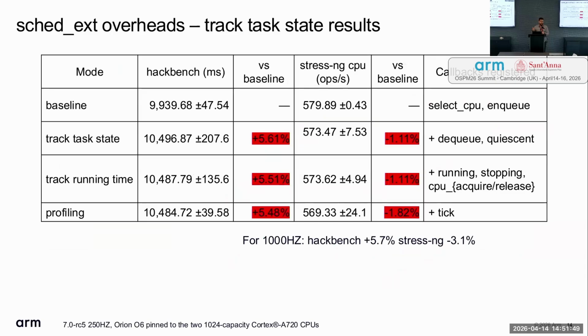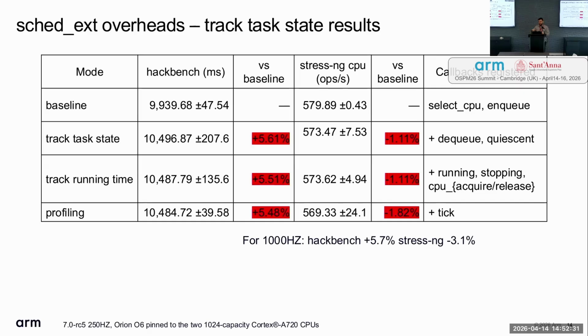So again, I have 3 different task states I tracked. The baseline here is ShedX actually, and I used 2 different benchmarks. One is Hackbench, and the other is StressNG CPU, which are sort of 2 ends of a spectrum. StressNG CPU never goes to sleep; it's just hogging the CPU. While Hackbench is very short-lived, with preemptions, wake-ups, that sort of stuff. So obviously the numbers aren't really relevant. The deltas are interesting. So the baseline is only select CPU and enqueue.